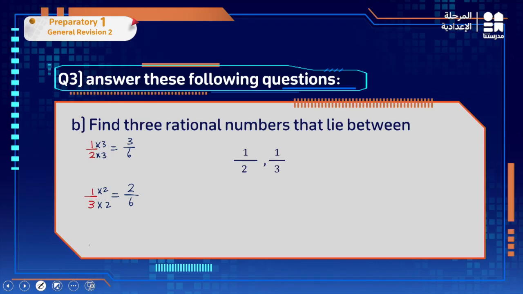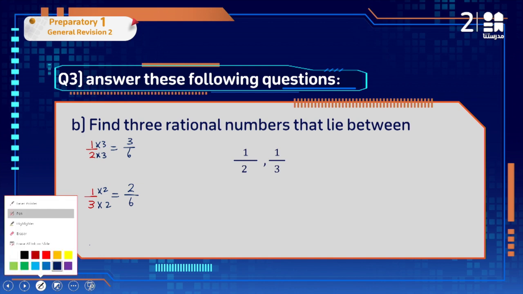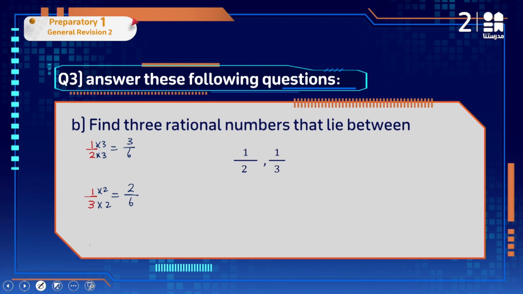It's up to you to multiply by 4, 5, 6, 7, 8, by any number, okay? But it should be greater. So I'm going to multiply, for example, by 6 up and down. It will be 18 over 36. And here also I'm going to multiply by 6 up and down, so it will be 12 over 36. Now I think it's easy to insert 3 numbers between 12 and 18.